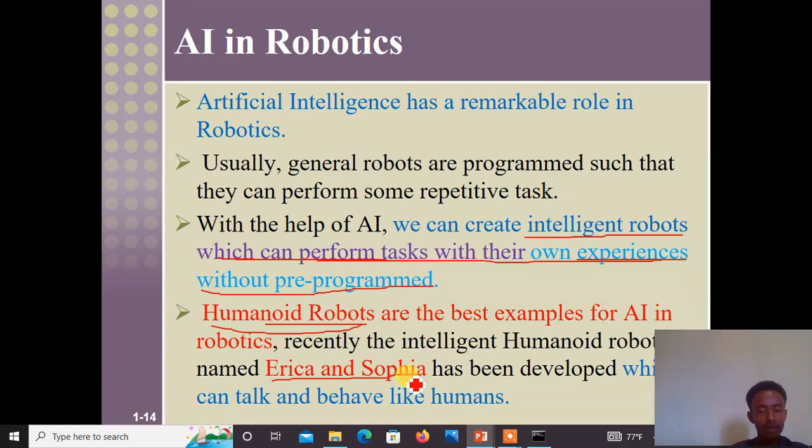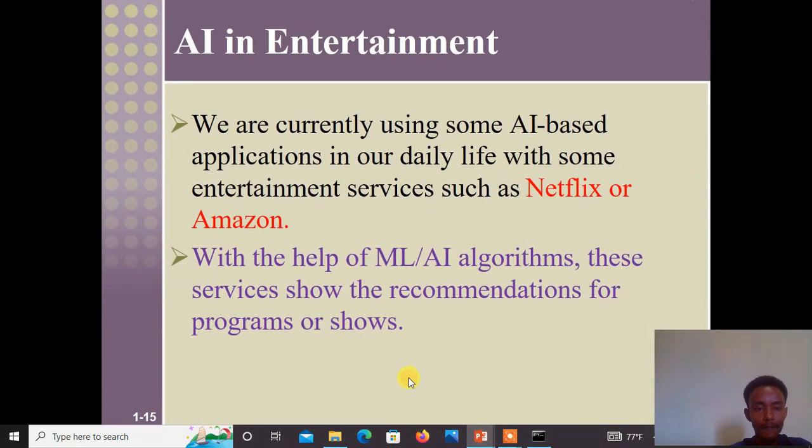So Sophia is especially a female robot which was developed by the Korean government. The Korean government has developed Sophia, which is a humanoid robot, a very wonderful robot which can understand the emotions of human beings. It is also able to share her feelings with human beings.